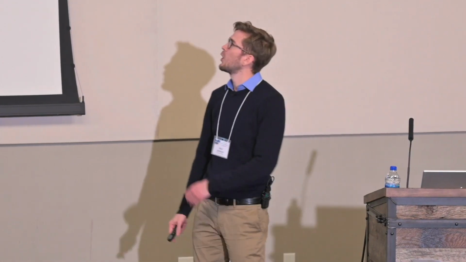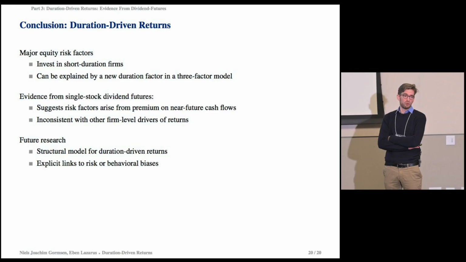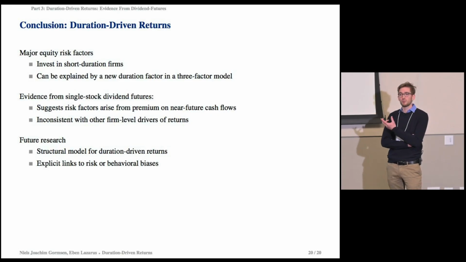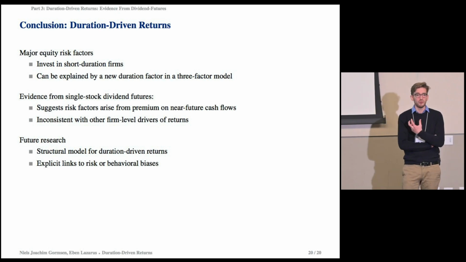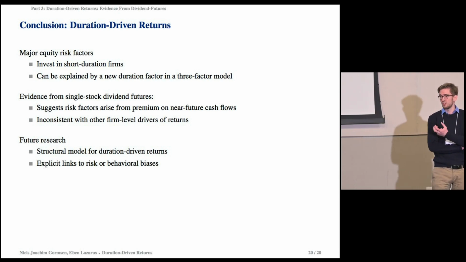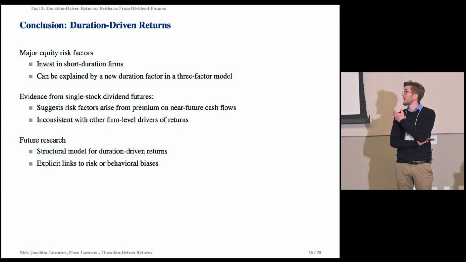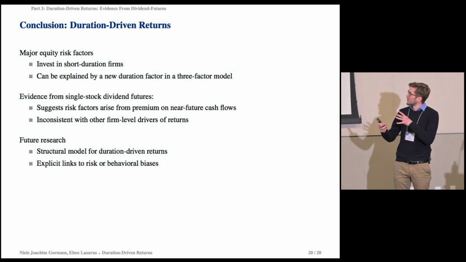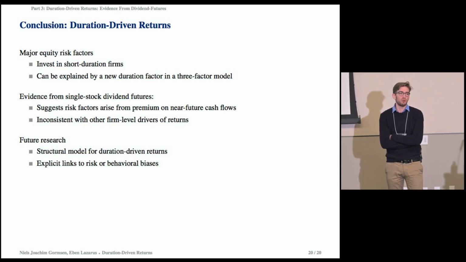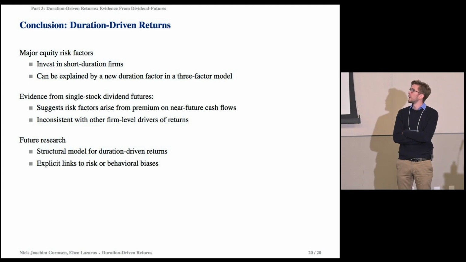So I'm going to conclude. I don't know if I'm early, but I hope I'm more or less on time. What we're showing is that we have duration-driven returns. All the major risk factors invest in firms with low growth rates and therefore short cash flow duration, which means we can summarize these into just one factor. So that's sort of like a dimension reduction, like we talked about this morning with Marcus's talk.